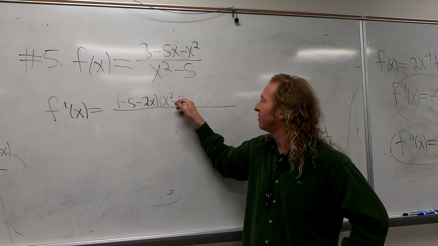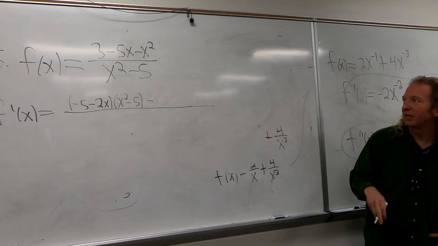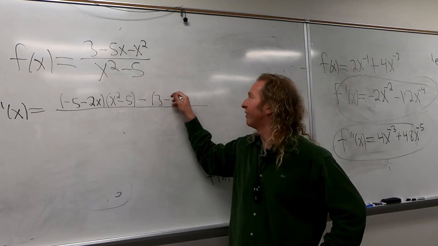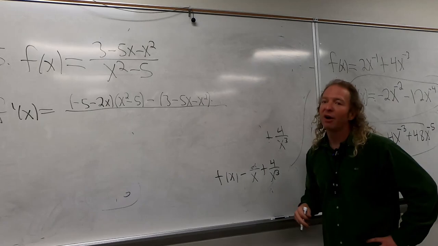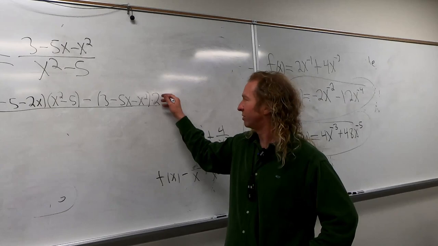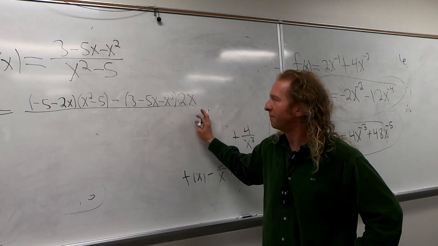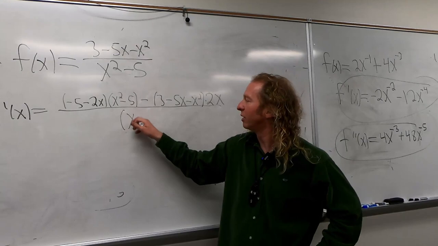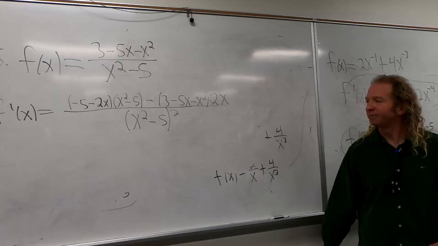And then minus. And then it's the top piece, that entire thing, that ridiculous thing, 3 minus 5x minus x squared, times the derivative of the bottom piece. So the 2x. Yeah, I don't like these at all. It's 2x. All over the bottom piece squared, right? The whole bottom piece is squared now. So x squared minus 5 quantity squared. And then you have to simplify it.